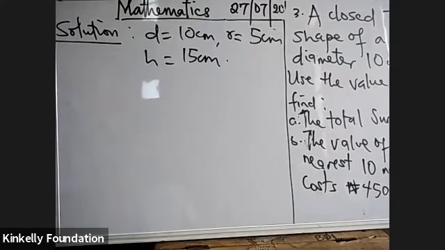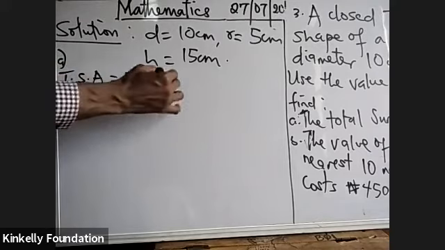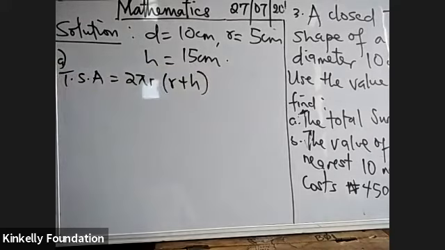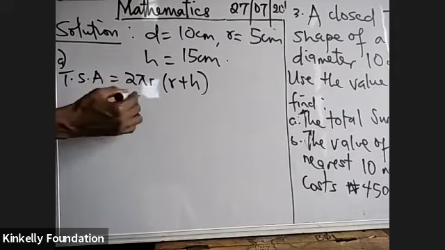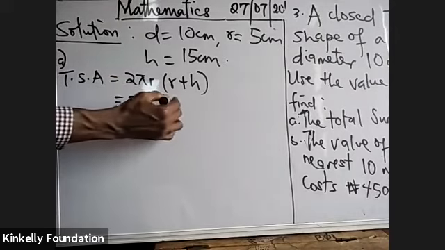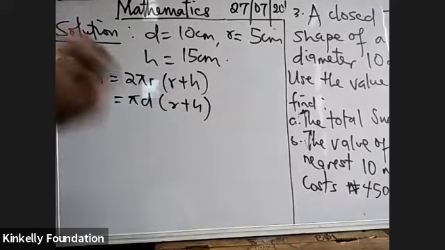Now, the total surface area, TSA, is given as 2 pi r (r plus h), since it is a closed cylinder. Yes, any question? Okay. I remember I told you that this can be pi d (r plus h). If you are given diameter, you can work with your diameter.